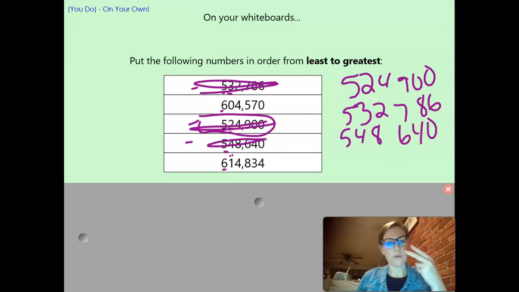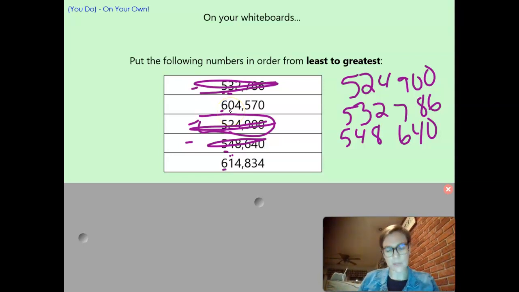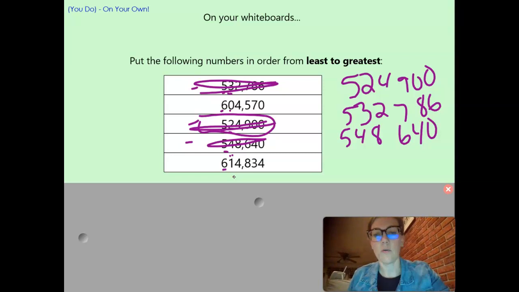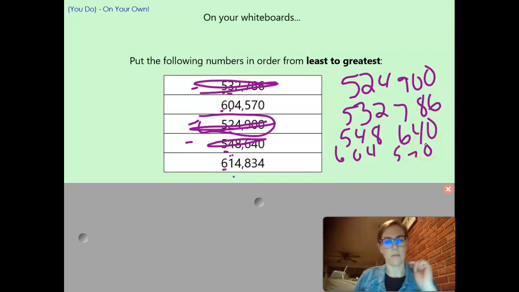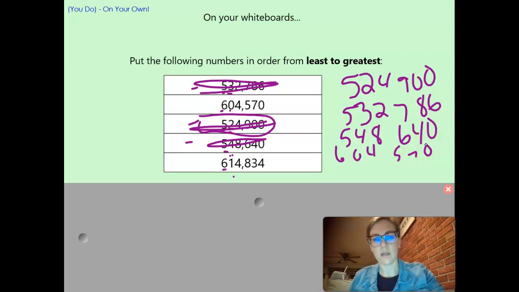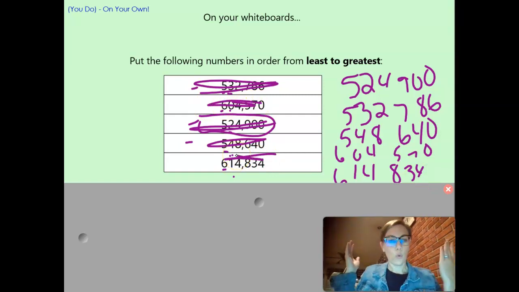Now I only have 2 numbers left. They both have a 6 in the front. Which one's going to be smaller? The 0 in the 10,000s place is smaller than the 1 in the 10,000s place. So 604,570 goes next. My marker's not doing too well. Finally, my last one, 614,834. How'd you do?